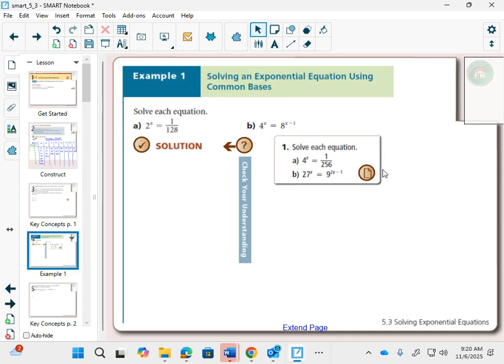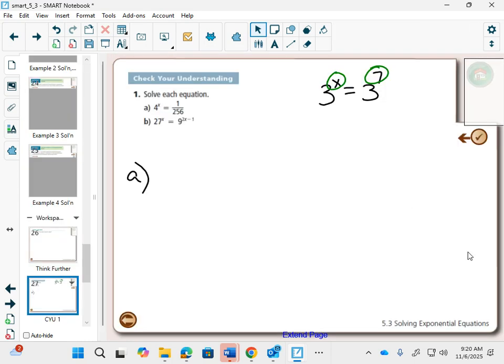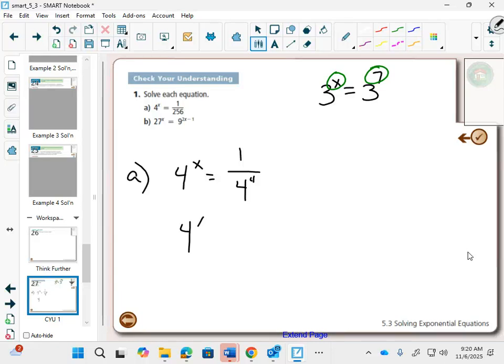So what we can do in this question is we can first say, well, I know that 256 is 4 to the power of 4. And if I can get both sides to have the same base, then I could just look at the exponents. But right now this 4 is on the bottom. Do we know how to move that 4 to the top? We're going to use our negative exponent law. And once we get to this part, I wonder what x could possibly be.